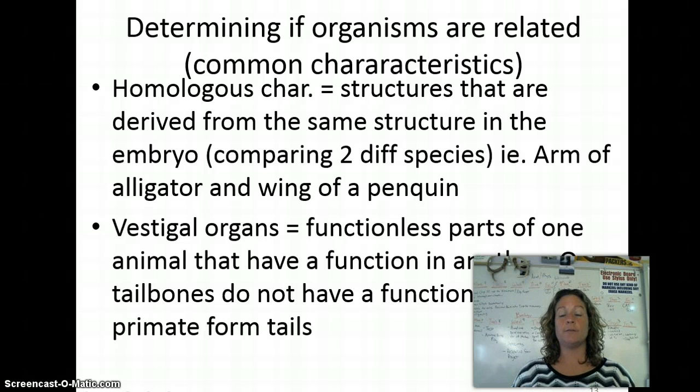Vestigial organs are a functionless part of one animal that actually functions in another. An example is our tailbones. Our tailbones don't really have a function, but in primates it helps form a tail, which they use for balance and getting through the trees. So the fact that we have a tailbone says that we had to have some of the same DNA. Another vestigial organ is our appendix. We had to have DNA that made that appendix, but our appendix doesn't function in us, while it does function in some other animals. So again, it's a common characteristic, one that's the same due to similar DNA.